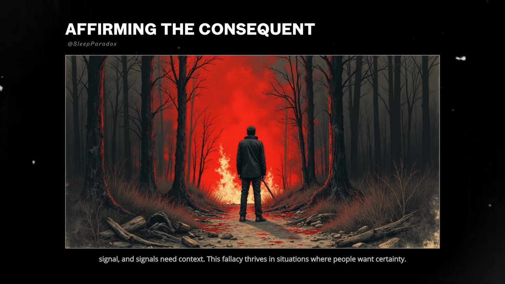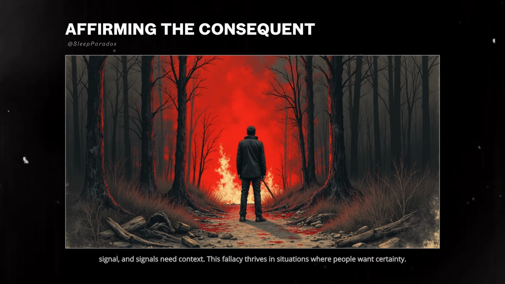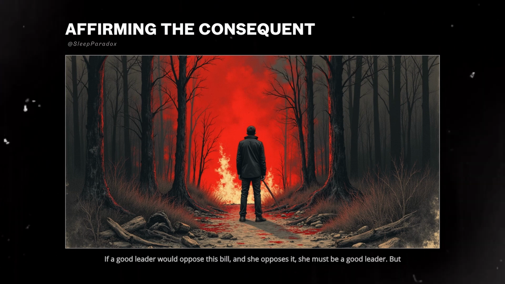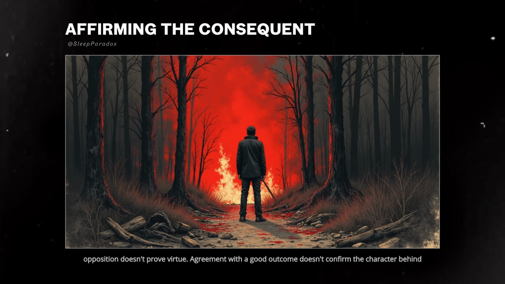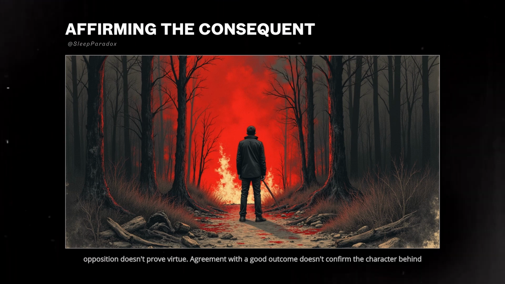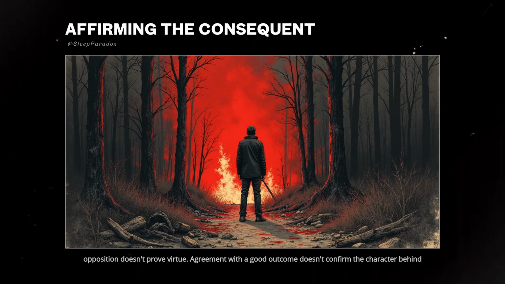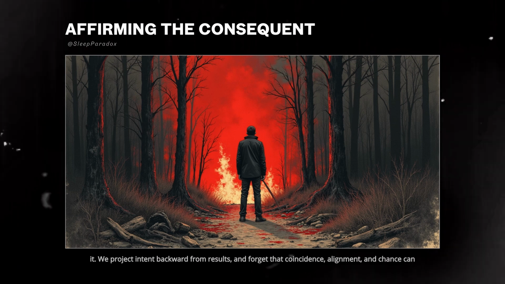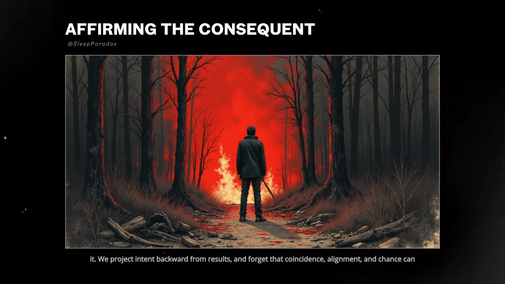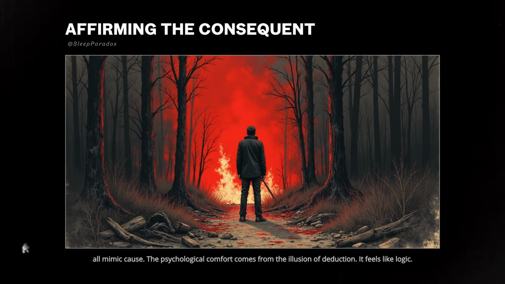This fallacy thrives in situations where people want certainty. If a good leader would oppose this bill, and she opposes it, she must be a good leader. But opposition doesn't prove virtue. Agreement with a good outcome doesn't confirm the character behind it. We project intent backward from results, and forget that coincidence, alignment, and chance can all mimic cause.